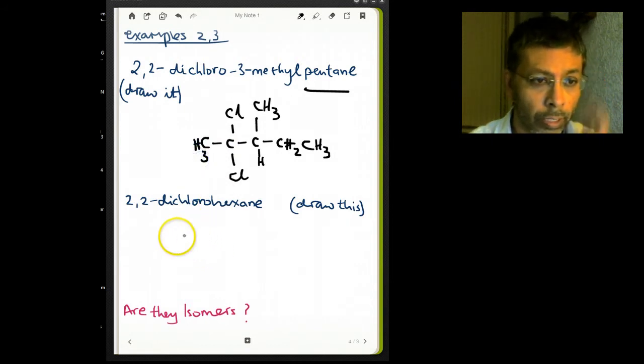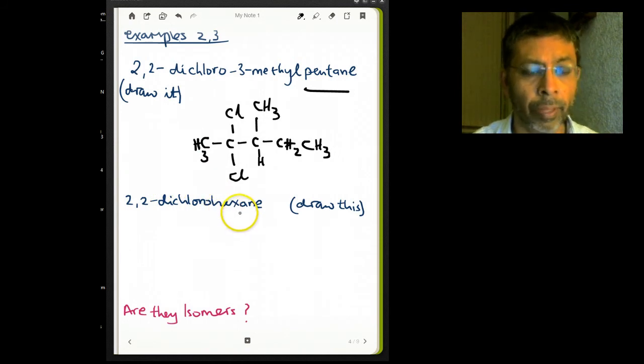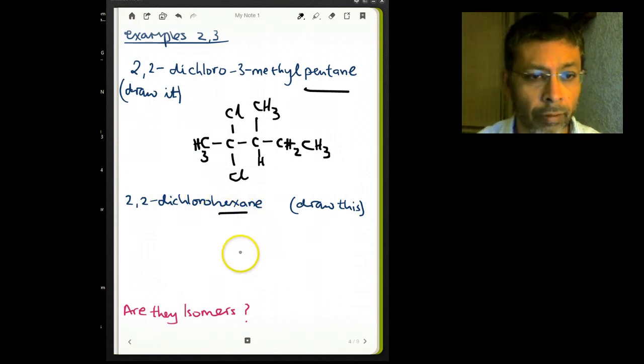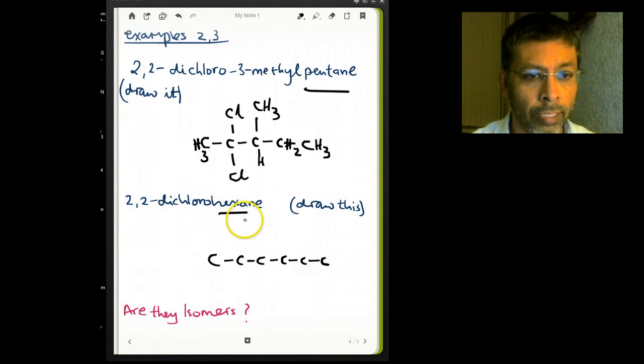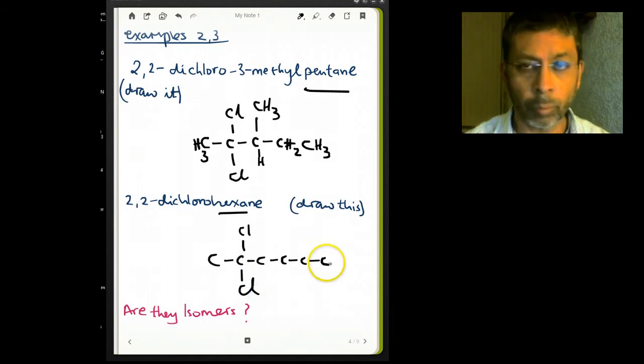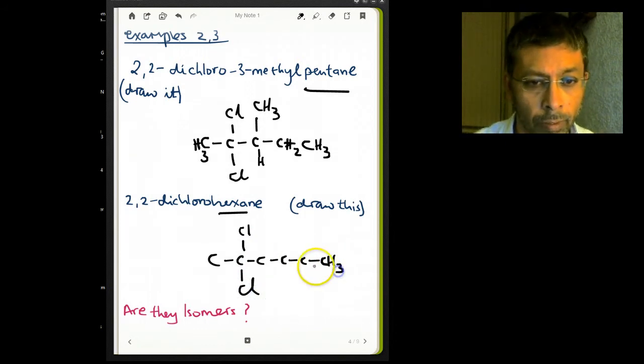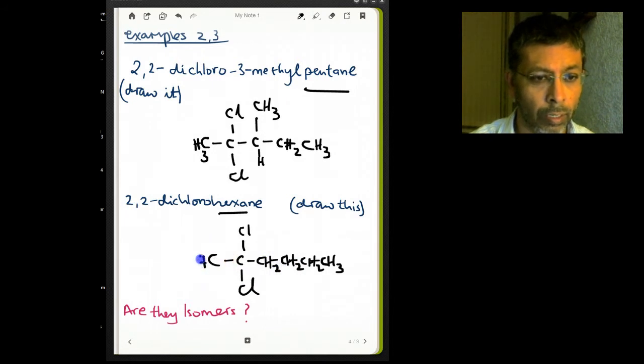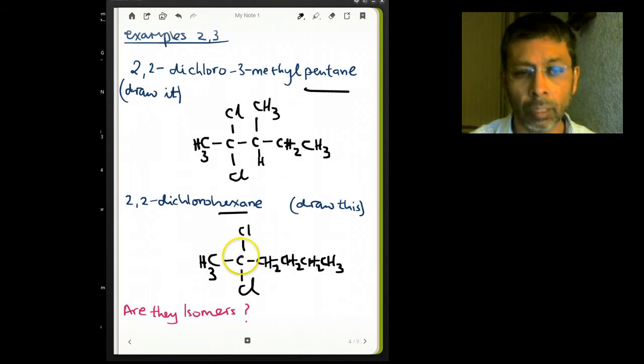Okay, let's do this one now. 2, 2 dichlorohexane. Remember, you start from the back hexane bit first. So 1, 2, 3, 4, 5, 6. There's the hexane. Dichloro, 2 chlorines, and they're both on carbon number 2. So carbon number 2, Cl and Cl. Right, I'll put the hydrogens in. 3 there, 2 there, 2 there, 2 there, and there'll be 3 here. Okay, remember it's the carbon that bonds with the carbon. That's why I've drawn the hydrogens on the left over here.